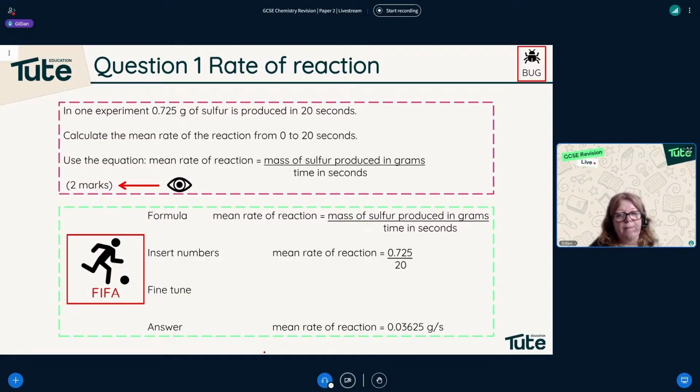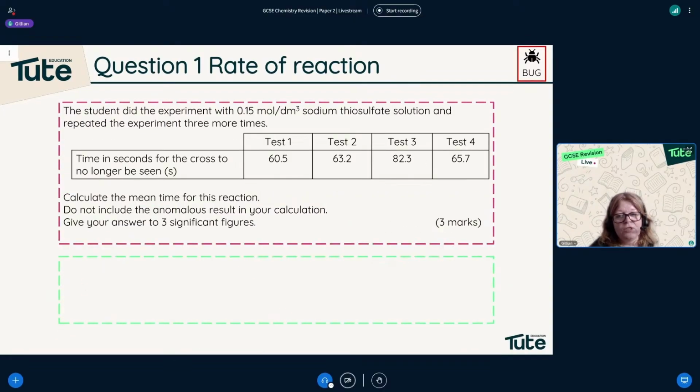So my mean rate of reaction is grams per second. Okay, moving on again, let's have a look at another calculation that you could be asked to do tomorrow. This time, the student did the experiment with 0.15 moles per decimeter cubed of sodium thiosulfate solution and repeated the experiment 3 more times. So there's our test 1, 2, 3, 4, and this is our time.